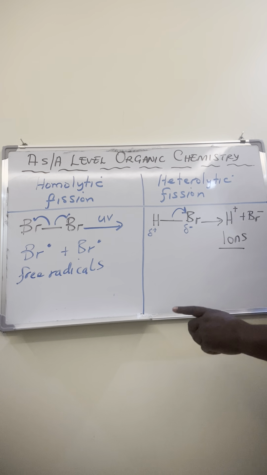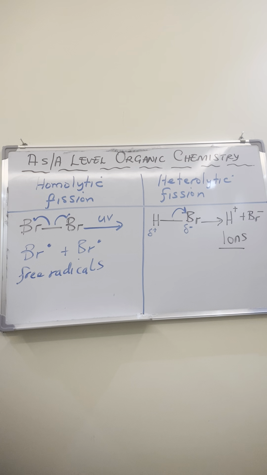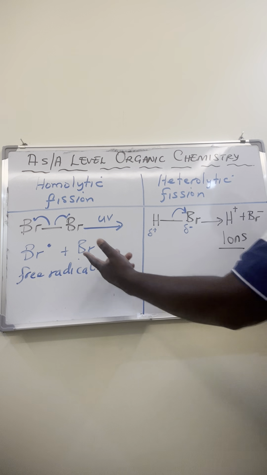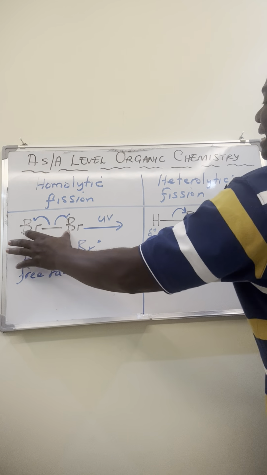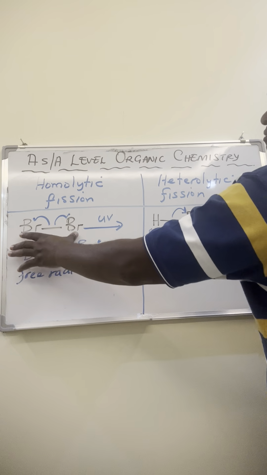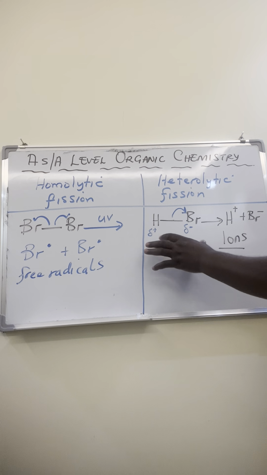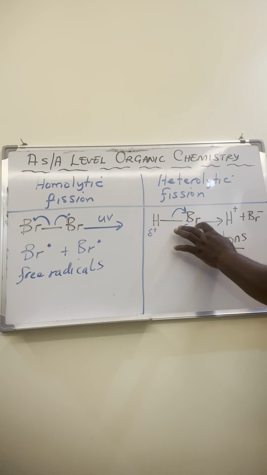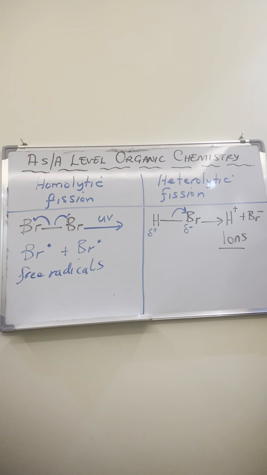And you should understand the fact that in our homolytic fission, our atoms were exactly the same. As a result, the electrons were shared equally. This is a non-polar molecule because the electronegativities are exactly similar, but this one is a polar molecule because bromine is more electronegative than hydrogen. So when you break that bond, you produce ions. So that's the second comparative study that we are supposed to look at.